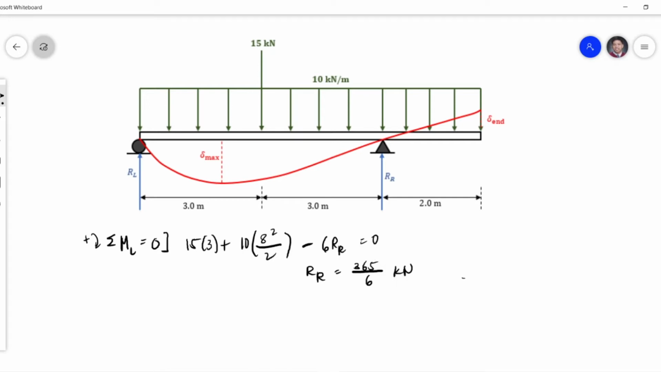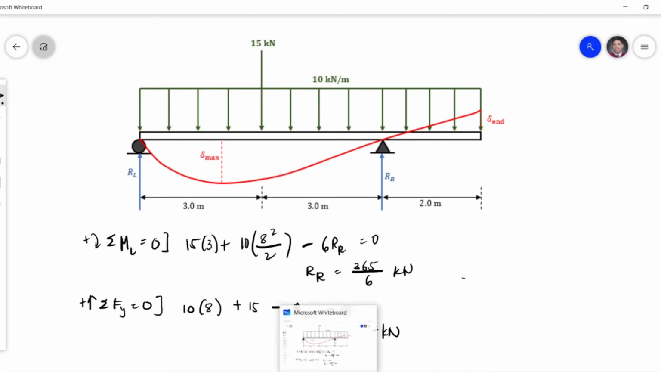Now, calculating naman si left support. No? Si left support reaction, gamit na lang tayo ng summation of vertical forces natin. No? Equate natin yan sa 0, setting upwards positive. So ayan na, no? Nakuha na natin si RL na 205 over 6 kilonewtons. Now, meron na tayong left support. Meron na tayong right support.